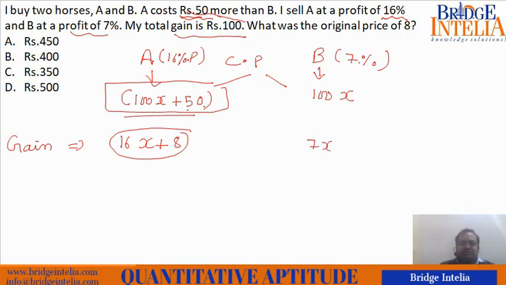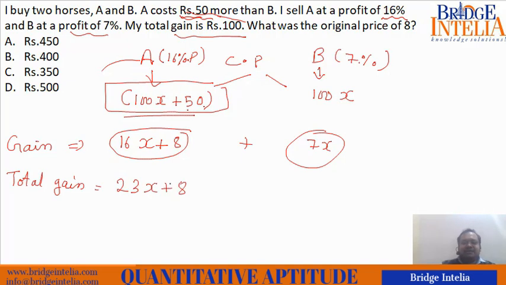So gain from horse A is 16x plus 8. Gain from horse B is 7x. So his total gain is the sum of these two. So 16x plus 7x plus 8, so 23x plus 8. This total gain is given to be equal to rupees 100. So 23x plus 8 is equal to 100. So from here x comes out to be 100 minus 8, 92, divided by 23. So x comes out to be equal to 4.